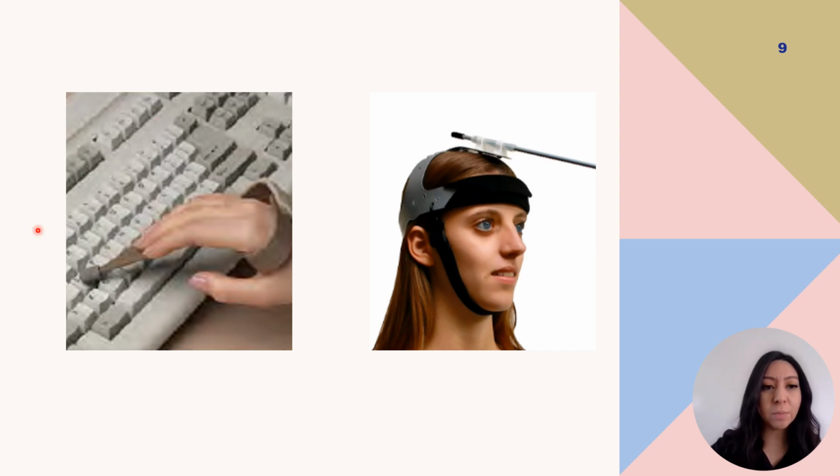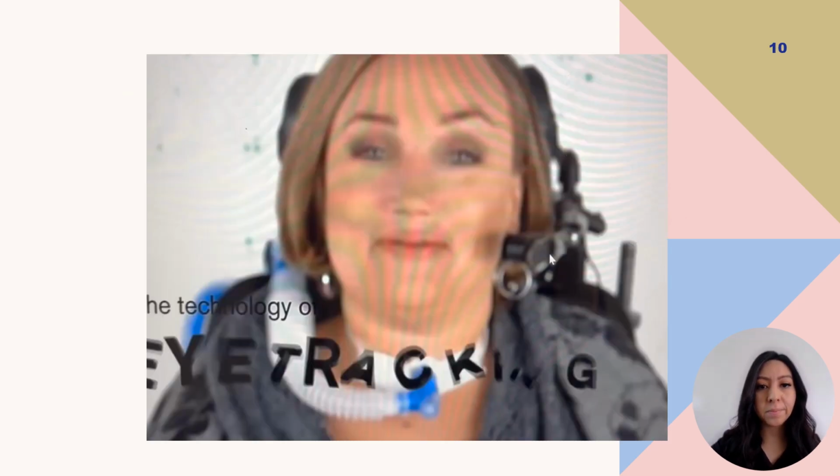On this screen, we have some more examples of direct access. So here we have an alternative pointer, and it's attached with a universal cuff, and then we have an alternative head pointer. Okay, so we're going to take a minute to watch this video. This is specifically on how eye tracking works with the Tobii Dynavox.